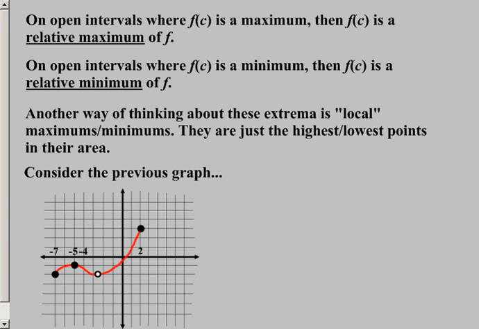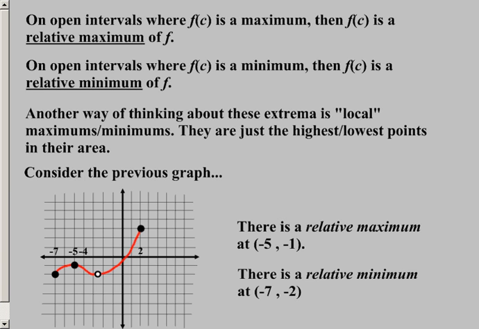Okay, so considering the previous graph once more, (-5, -1) is a relative max, but not the absolute max of the function. And a moment ago we said that there was no absolute minimum at (-7, -2) because of the discontinuity nature of the open interval. But at -7 there is a relative minimum because the interval is open.